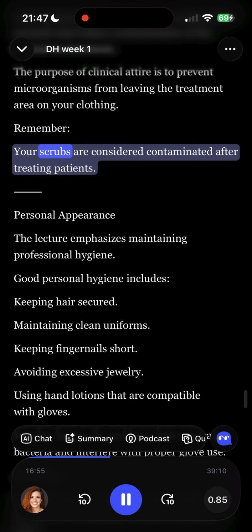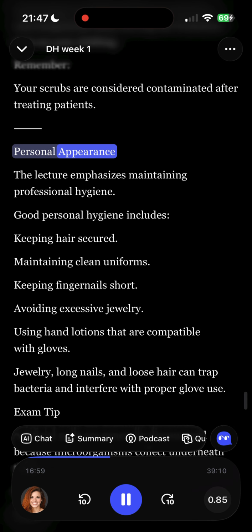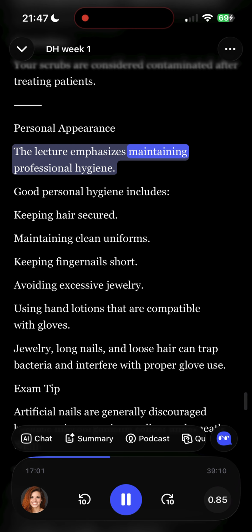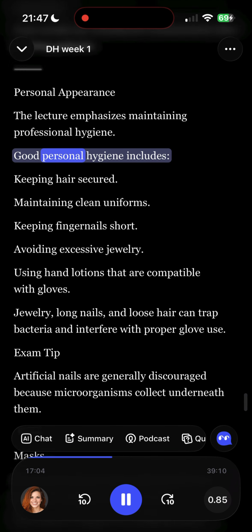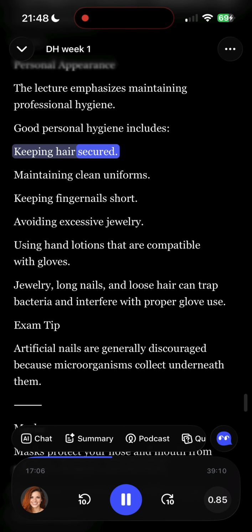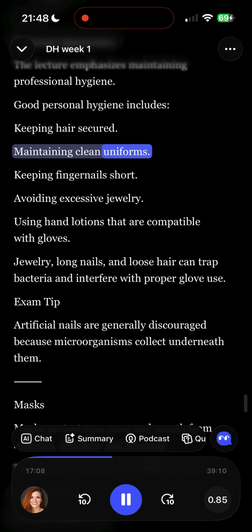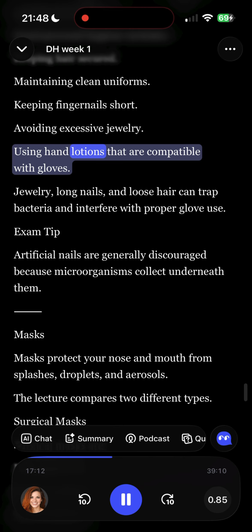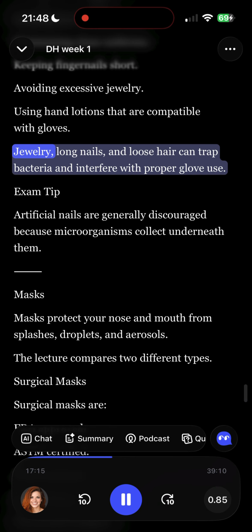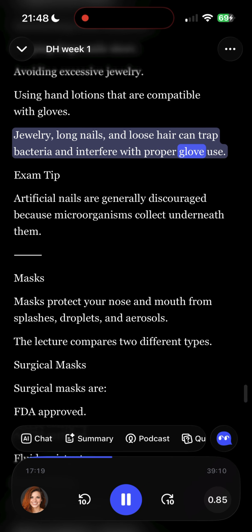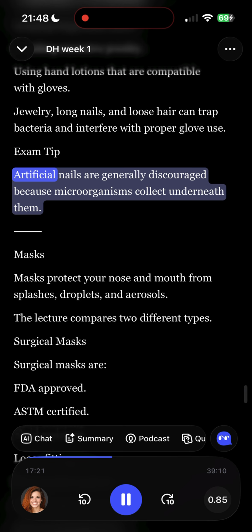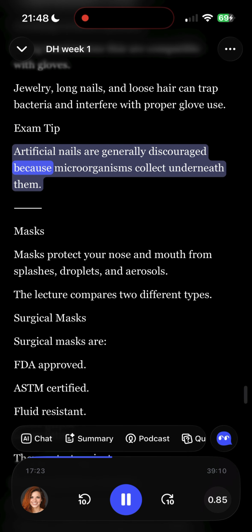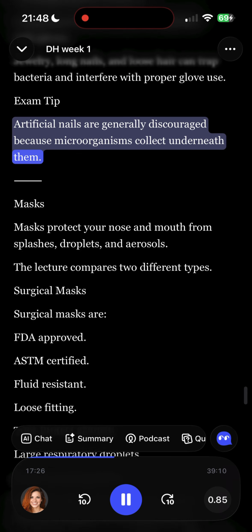Remember, your scrubs are considered contaminated after treating patients. Personal appearance. The lecture emphasizes maintaining professional hygiene. Good personal hygiene includes keeping hair secured, maintaining clean uniforms, keeping fingernails short, avoiding excessive jewelry, and using hand lotions that are compatible with gloves. Jewelry, long nails, and loose hair can trap bacteria and interfere with proper glove use. Exam tip: artificial nails are generally discouraged because microorganisms collect underneath them.